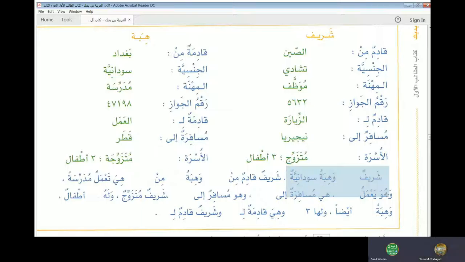Now fill this blank. Sharif. Sharif is Chadian and Hiba is Sudanese. I would have never guessed that. Chadian, we say? Chad is the name of a country. Chadian. Sharif, Chadian, in English. In Arabic, Tashadi.